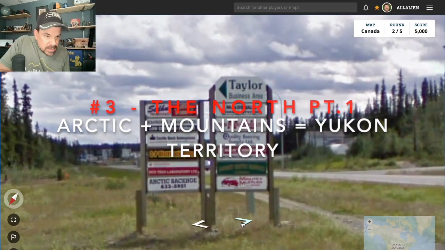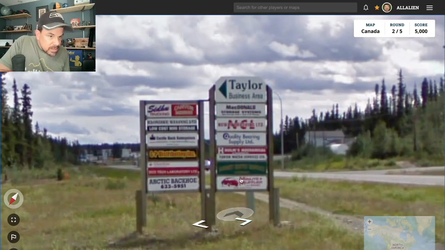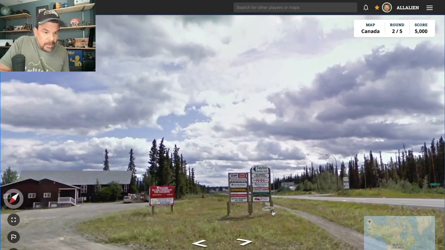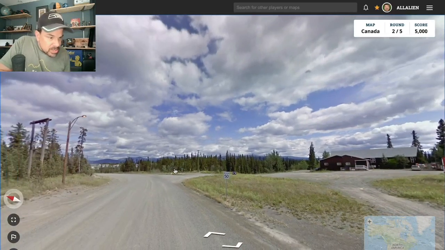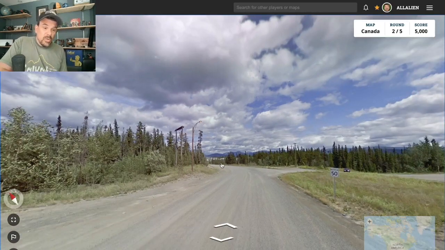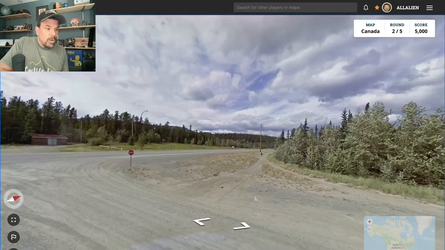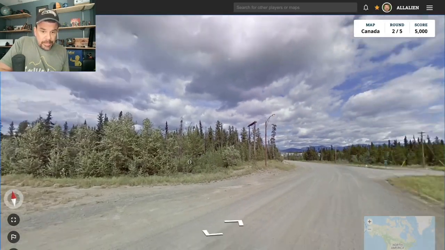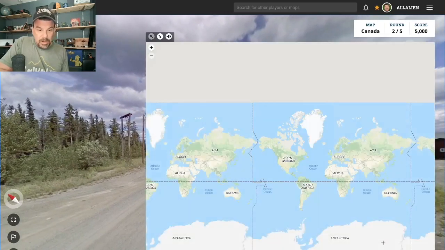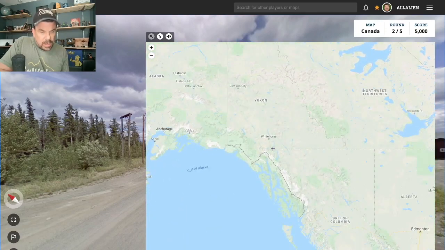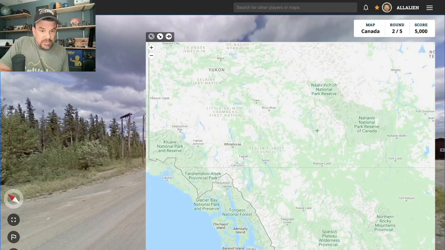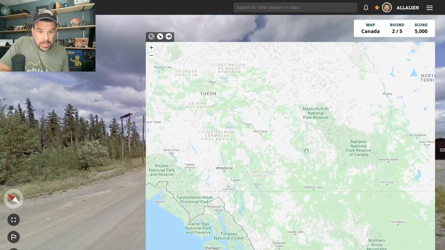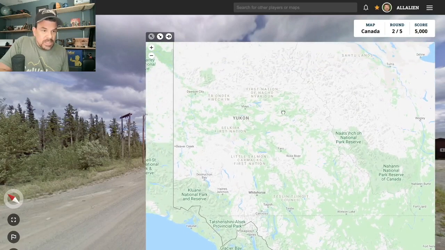What else is on this sign that might tell us? Well, Taylor could be the name of the town in the Yukon, but I am going to suggest that we're in the Yukon as opposed to the Northwest Territories or Nunavut. Roads in Nunavut are very rare, and I'm curious how much coverage there may be of Google Street View. So this is the Yukon.